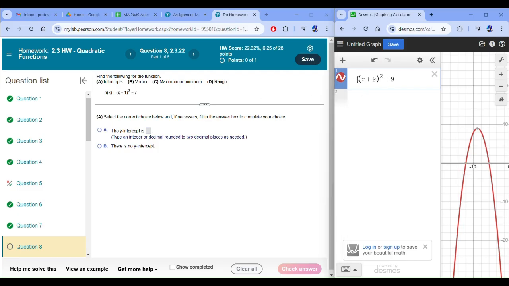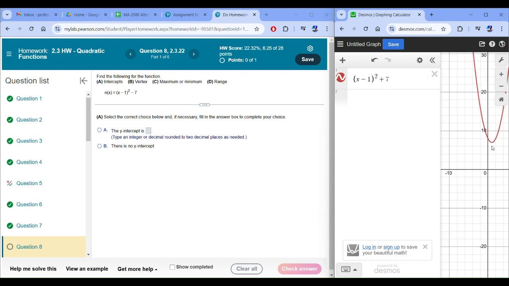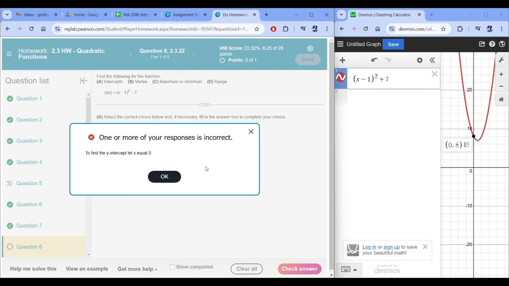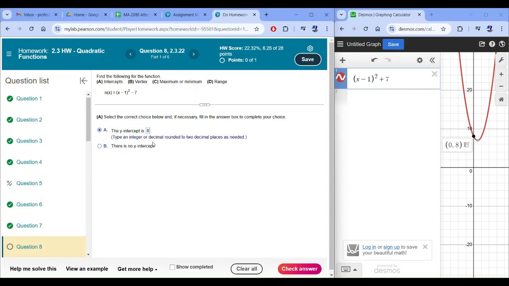Very similarly, just going to make that x minus 1 squared plus 7. And as you can see, I got all my information there, and then there could be no y-intercept. So here, this is going to be 8. The y-intercept is 0, 8. Type in integer or decimal rounded to 2 decimal places as needed. The y-intercept is 0, 8.